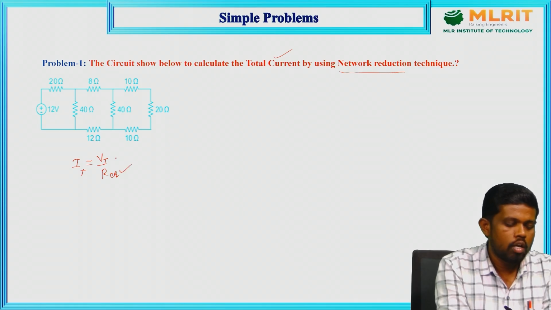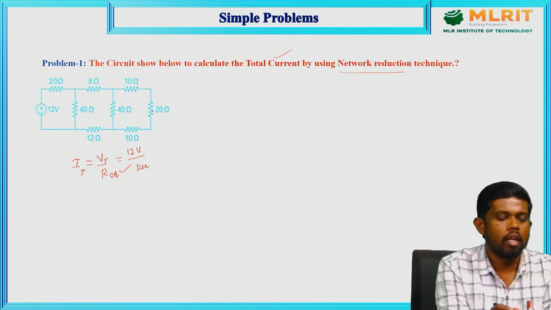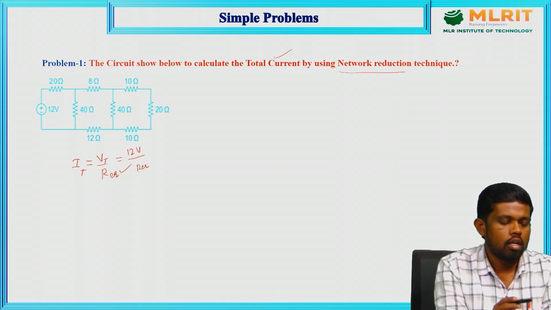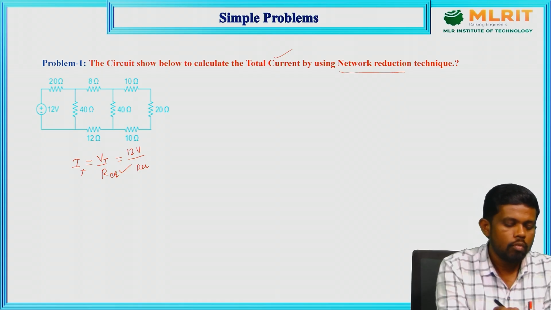The total voltage is already given as 12 volts. The R equivalent we don't know, because we have different connections, series and parallel combinations. So we need to get that equivalent value. We need to find out the R equivalent of the circuit.